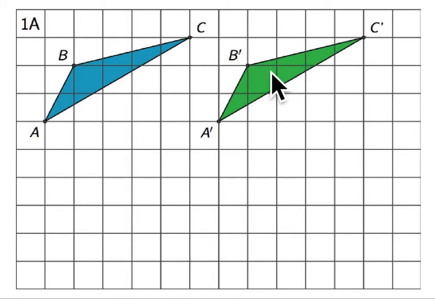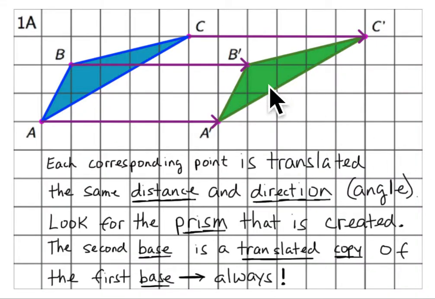And just like the reflection, my suggestion is to connect those points. And in this case, a translation is always going to give you a prism. The second base is always a translated copy of the first base of a prism. So this is the first base of a prism, and this is the translated copy. It forms the second base, and the corresponding sides are always connected by parallelograms.